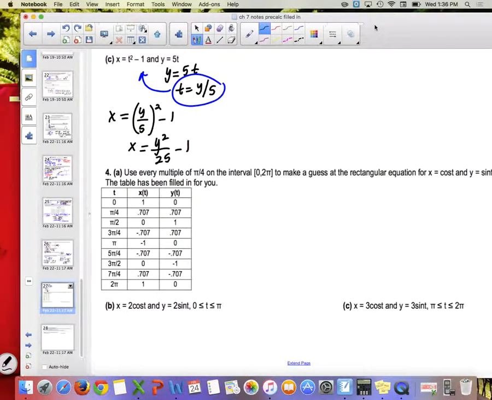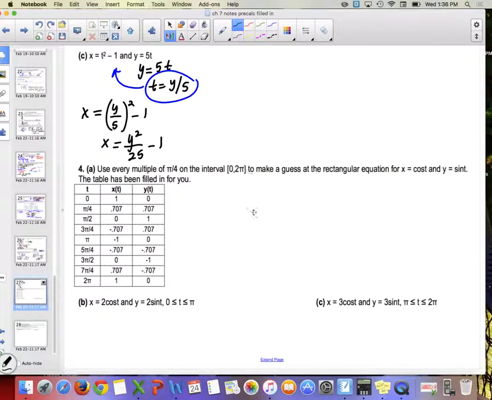All right, so it says use every multiple of pi over 4 on the interval 0 to 2 pi to make a guess at the rectangular equation for x equals cosine of t and y equals sine of t. Okay, the table has been filled in for you. So basically it's saying plot all of these points right here.